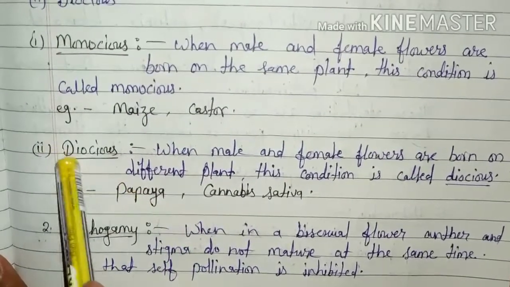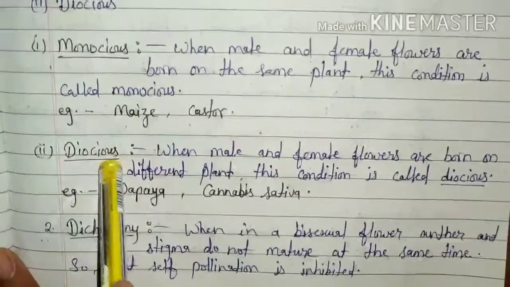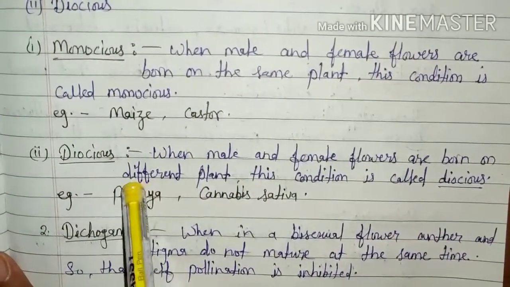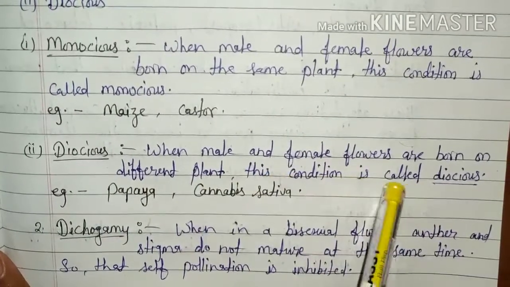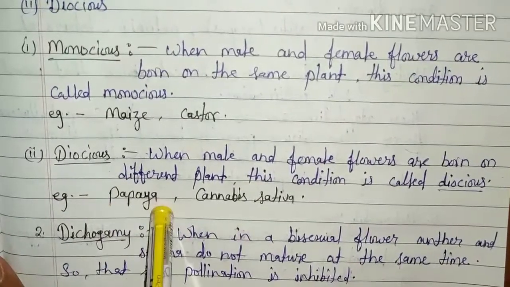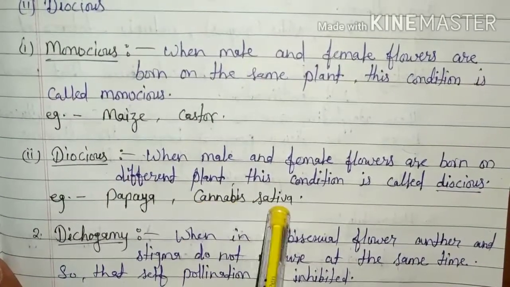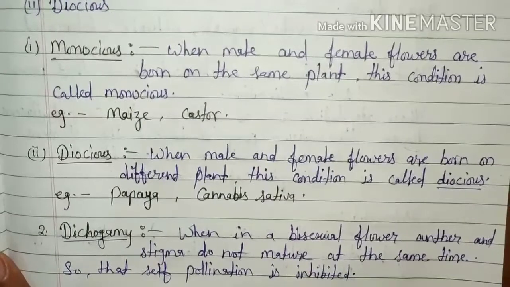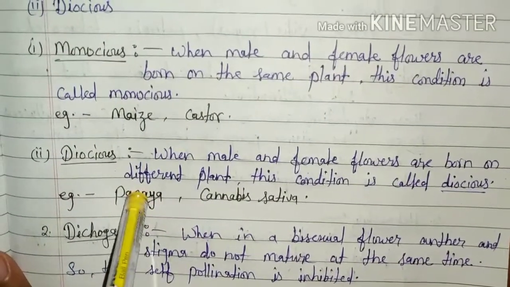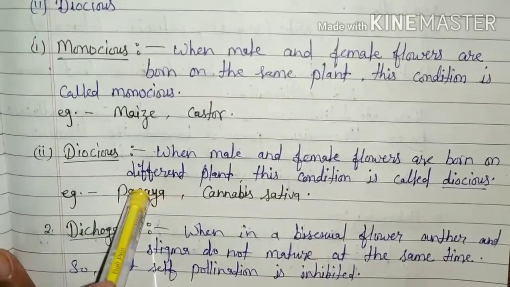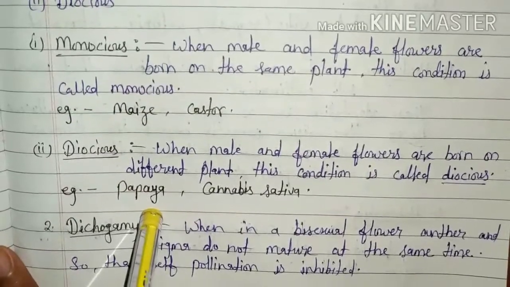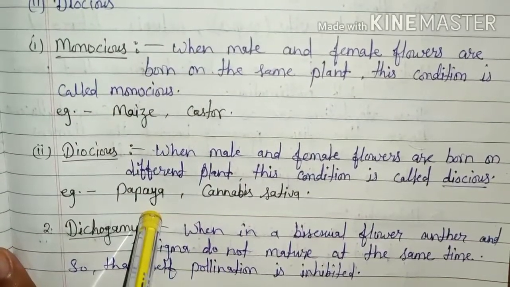Second, dioecious, when male and female flowers are borne on different plants. This condition is called dioecious. For example, in papaya and Cannabis sativa, male and female flowers are located on different plants. Then there is only cross-pollination, not self-pollination.